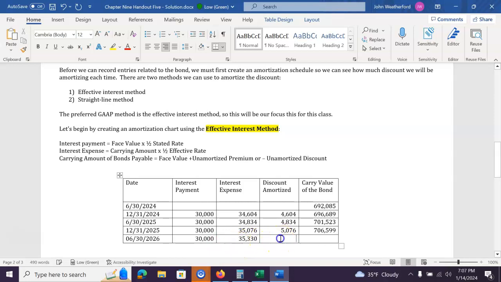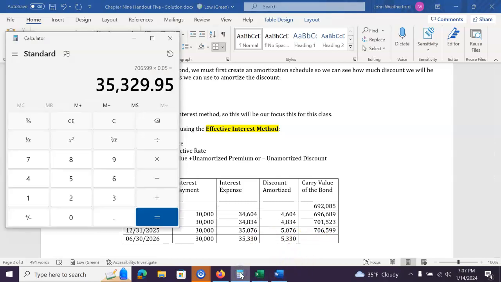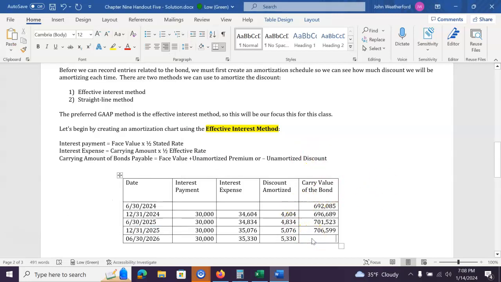Rounded. Okay, so the amortization of the discount again is the difference in cash paid for interest and interest expense. So that's $5,330. We'll add that to the previous carrying value to get the carrying value on 6/30/26. 706,599 plus 5,330, 711,929 is our carrying value then at the end of June 2026.